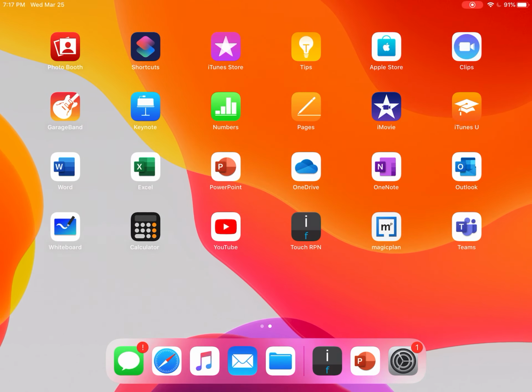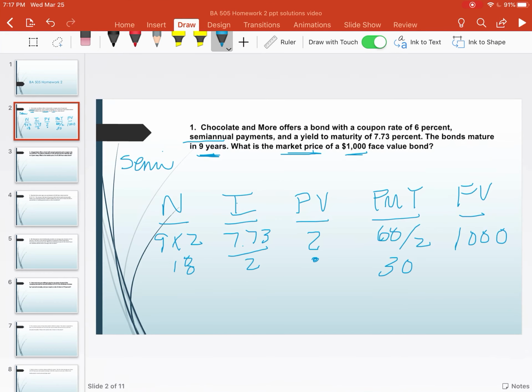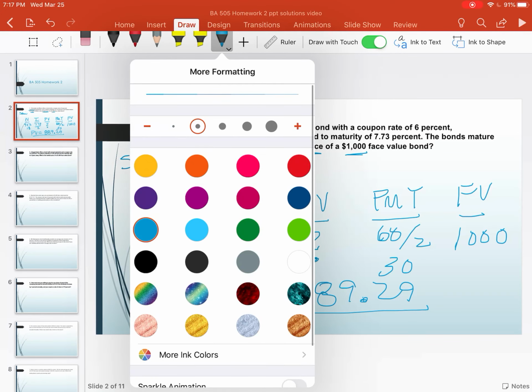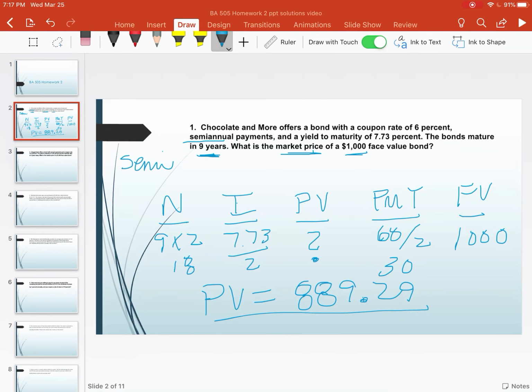is what I get. So I'm going to go back to my presentation, and present value is equal to 889.29. Okay. So let me change my marker just a bit and make it just a little bit bigger. Okay. All right. So if you have any questions about how to work that problem, feel free to just send me an email or whatever.